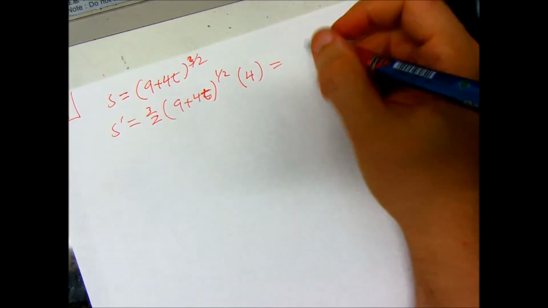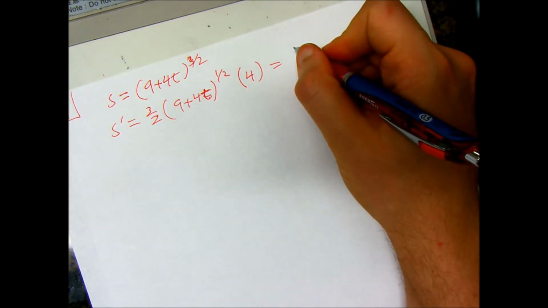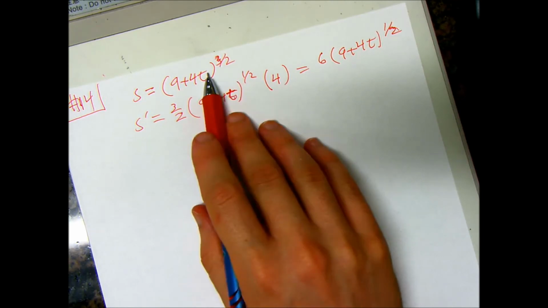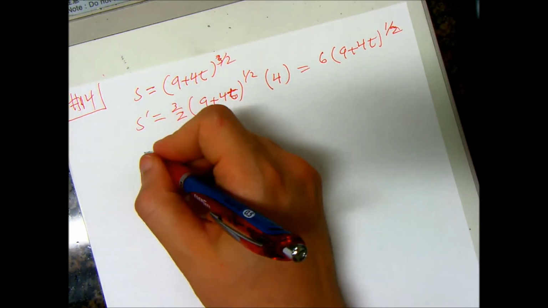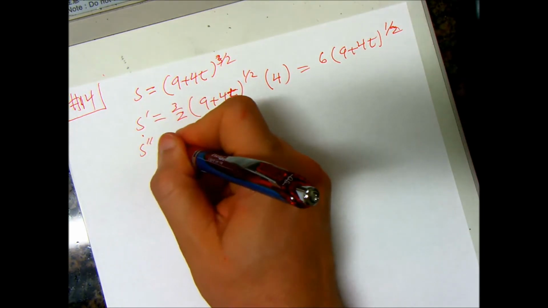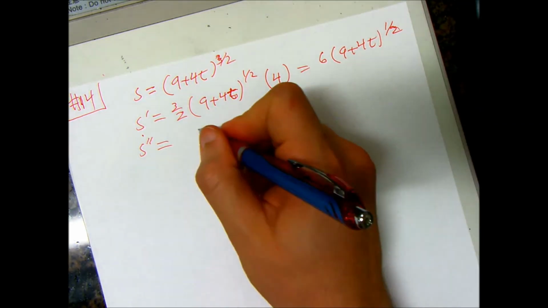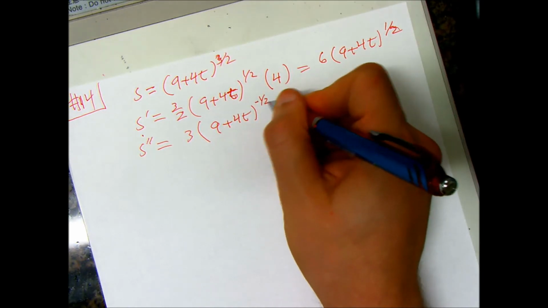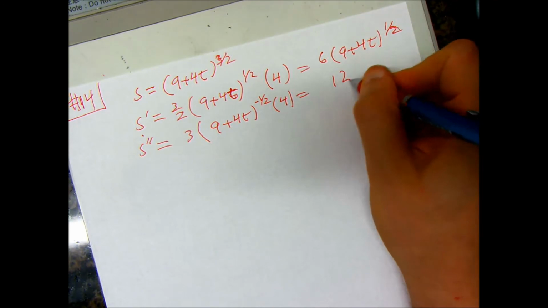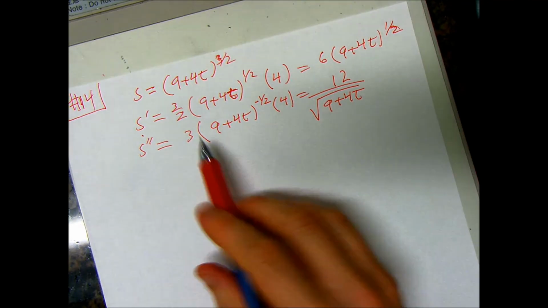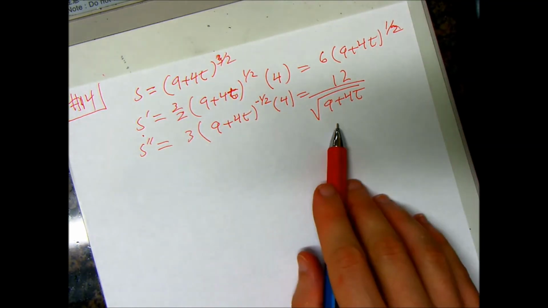Reduce this, make it look nicer. We get 6 times 9 plus 4t to the 1/2. How nice of them to give us a fractional exponent right off the bat. They could have made this look a lot worse. All right, now we don't need this. We need velocity. We need acceleration. So I'm going to take the second derivative. So this becomes 3 times 9 plus 4t to the negative 1/2 times 4, which ends up being 12 over the square root of 9 plus 4t when I simplify it. 3 times 4 gives me 12. And then I move this to the bottom, and that's what I get.